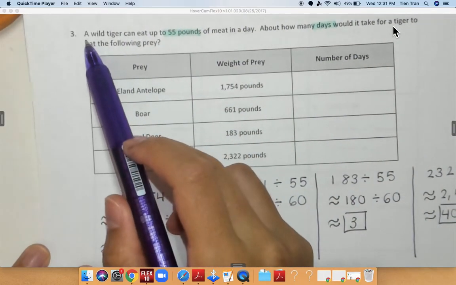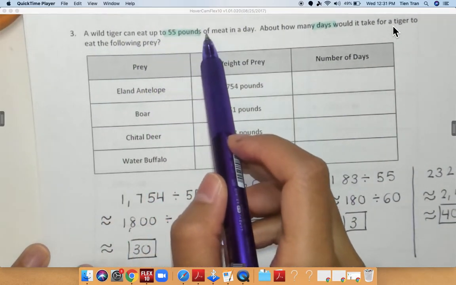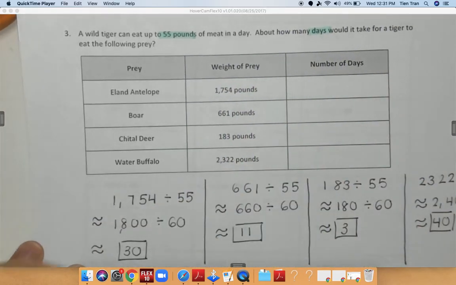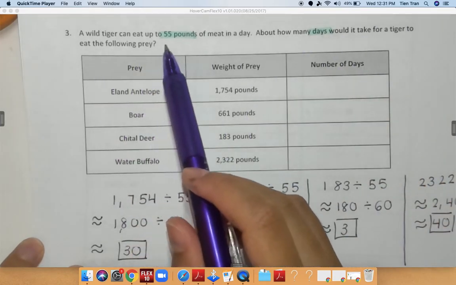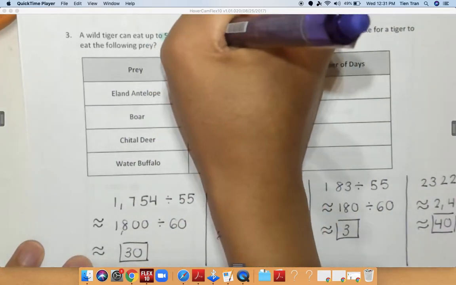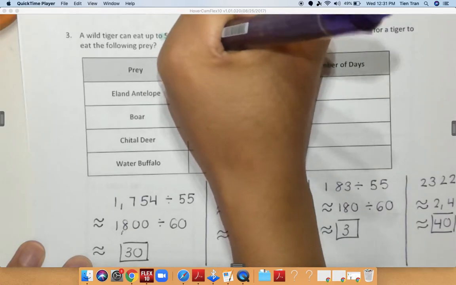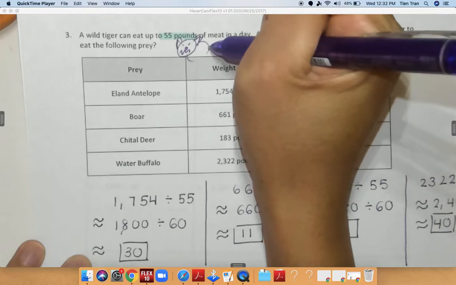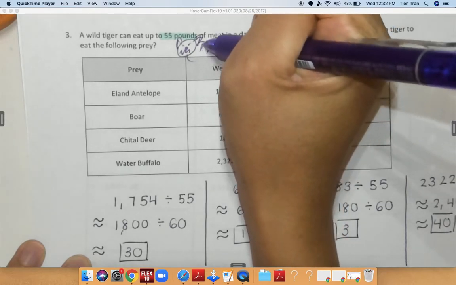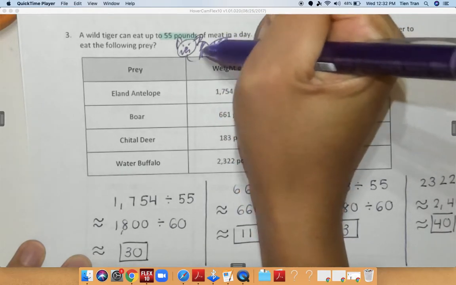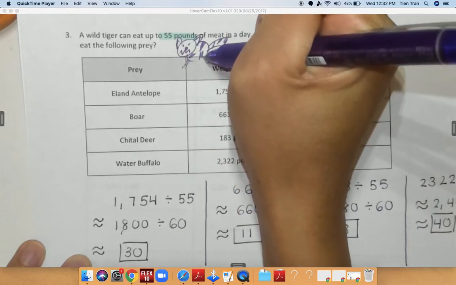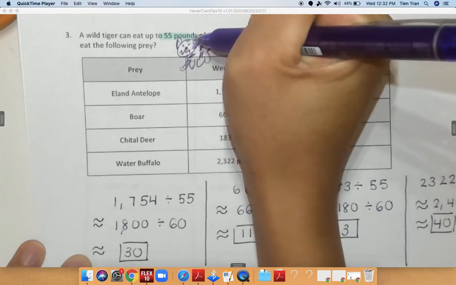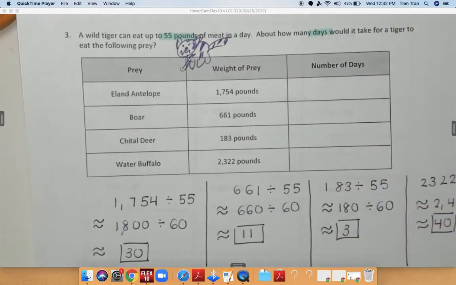Problem number 3. A wild tiger can eat up to 55 pounds of meat in a day. About how many days would it take for a tiger to eat the following prey? So I'm imagining a tiger in my head. Tigers eat a lot. That's not a really good picture. I tried. But they have stripes, right? They're very big cats. My picture is terrible. I'm sorry. But they have stripes and they are tigers. They look like big cats.